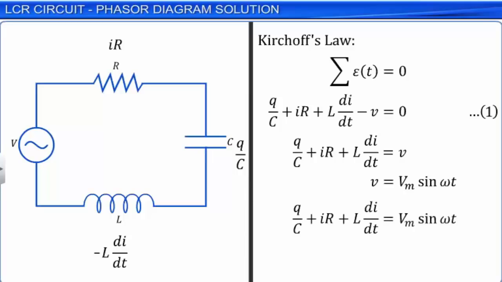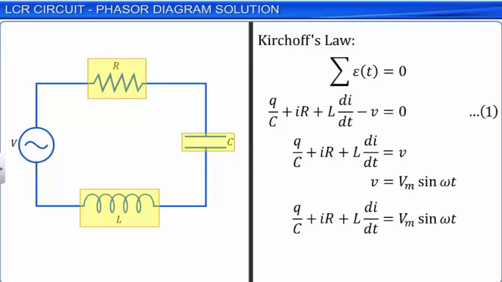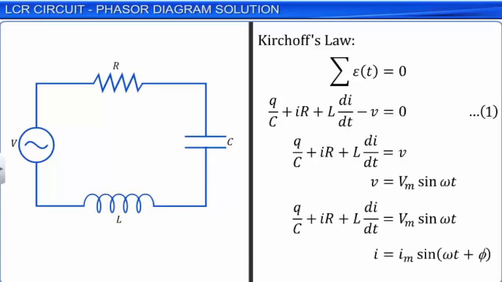As we know that the three circuit elements are in series, thus the current I through them is the same. Thus, we have I is equal to Im sin(omega t plus phi), where Im is the amplitude of the AC current in the circuit, omega is the angular frequency, and phi is the phase difference.